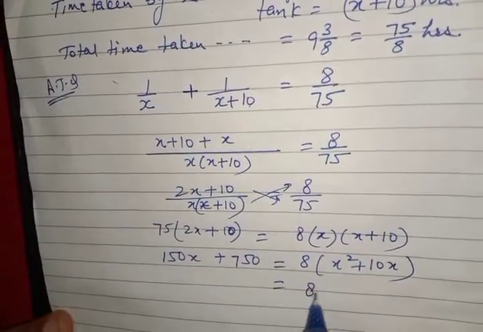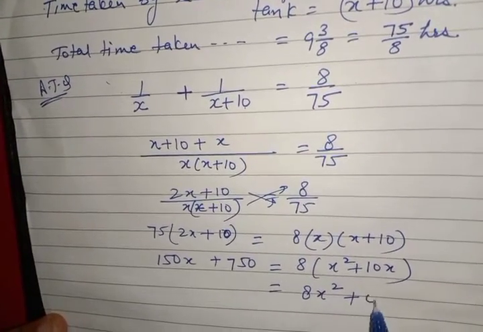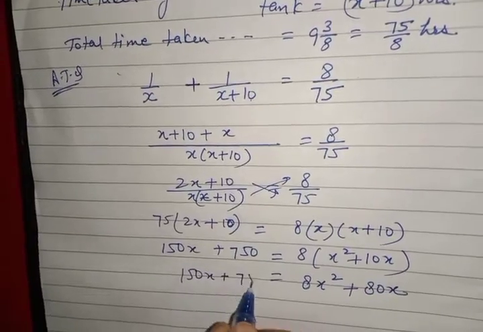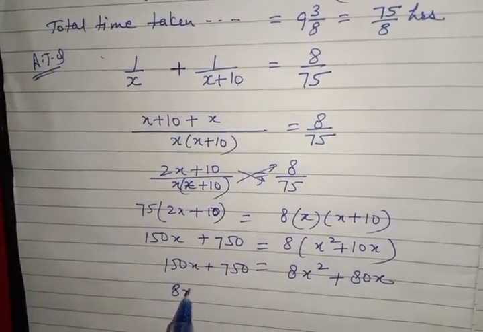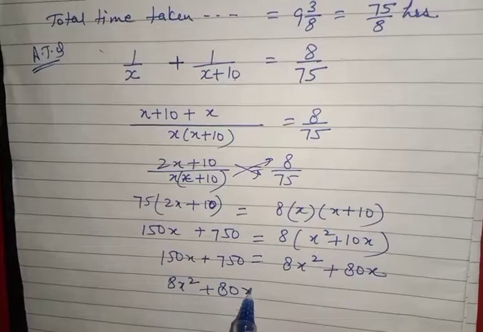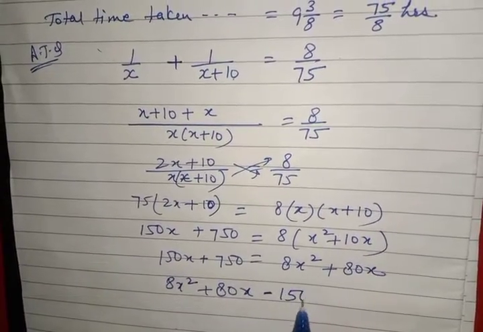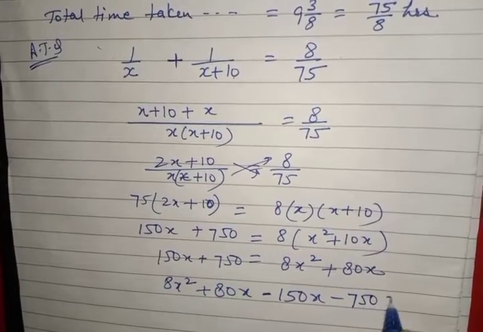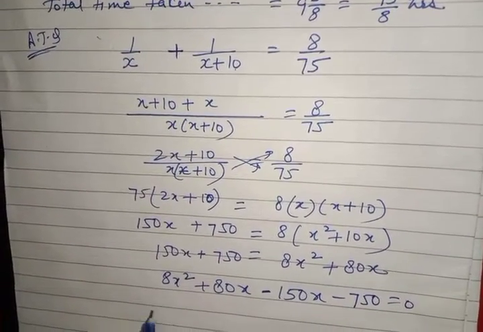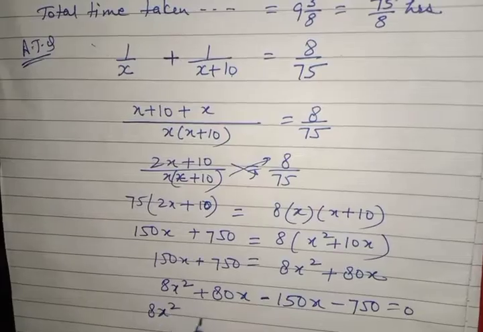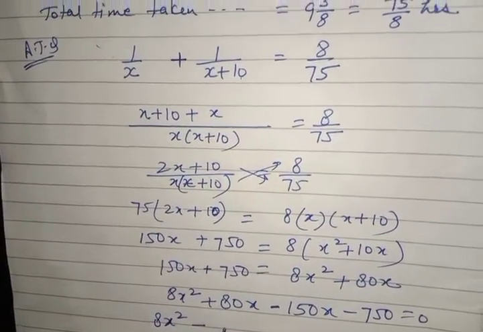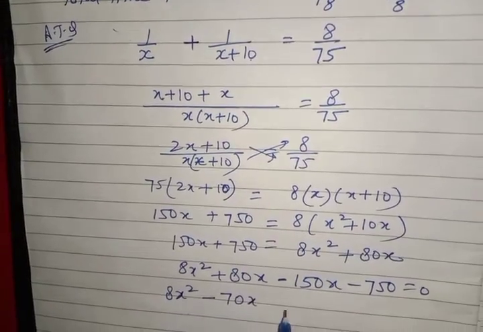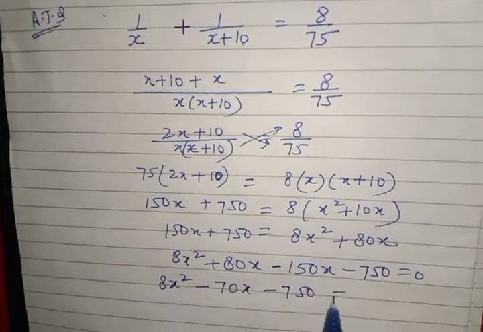This is equal to 8x square plus 80x minus 150x plus 750. So this will be 8x square plus 80x minus 150x. After transposing these two to the other side, minus 750 is equal to 0. And this is 8x square minus 70x minus 750 is equal to 0.